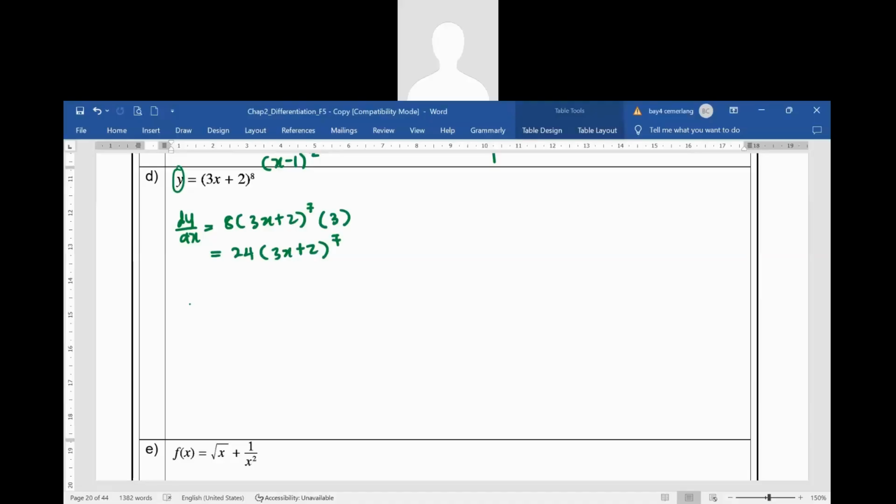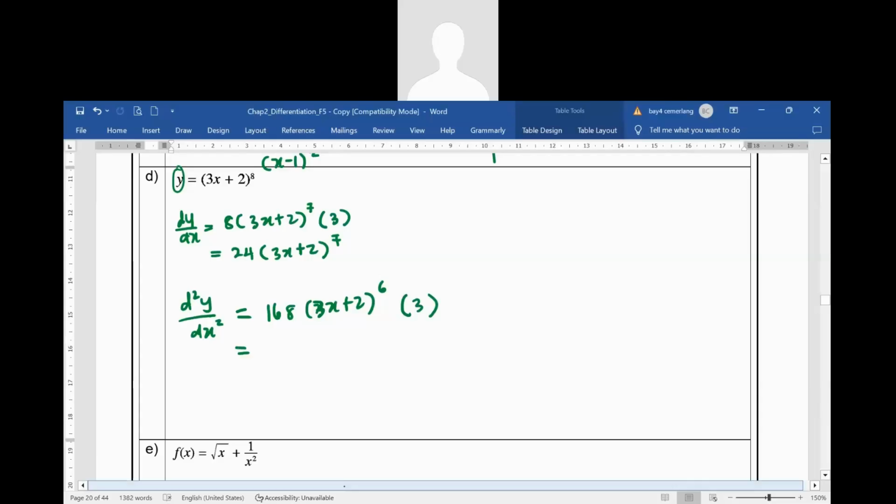That is dy dx. For second order differentiation, we write the symbol properly: d square y over dx square. Okay, 24 times 7. 24 times 7 is actually 168. 3x plus 2, 7 minus 1 is 6. And then differentiate inside is 3. So what do you get? 168 times 3, you get 504 times 3x plus 2 power 6. Okay.